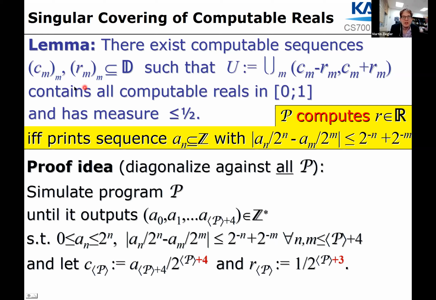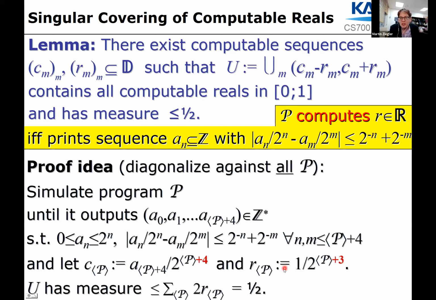These intervals we've just constructed an algorithm for indeed contain all computable real numbers. And the next property is about the measure. We choose this interval size, namely the measure of one single interval is twice the length of the interval, which is twice this radius, right? And since these radii, as we range over all possible programs, form a geometric sum, they are bounded by 1/2. And that's the second claim.